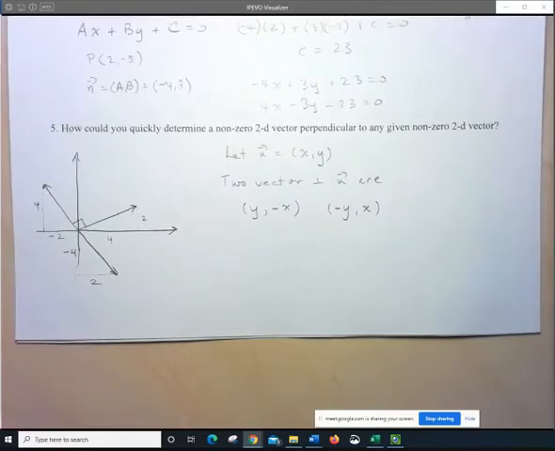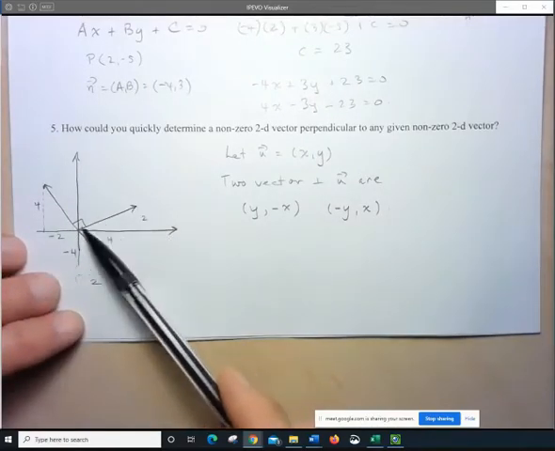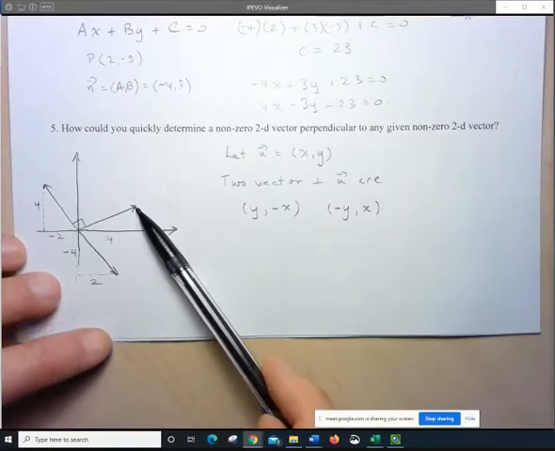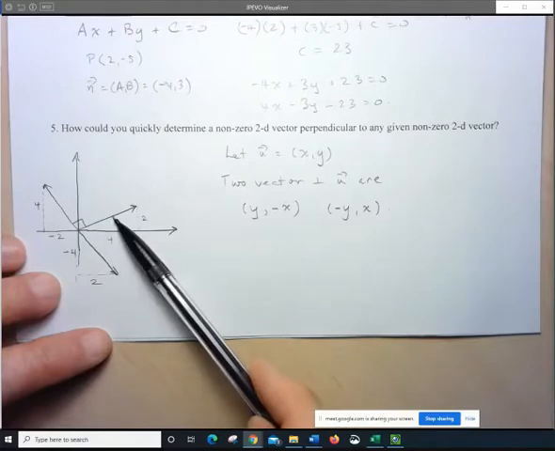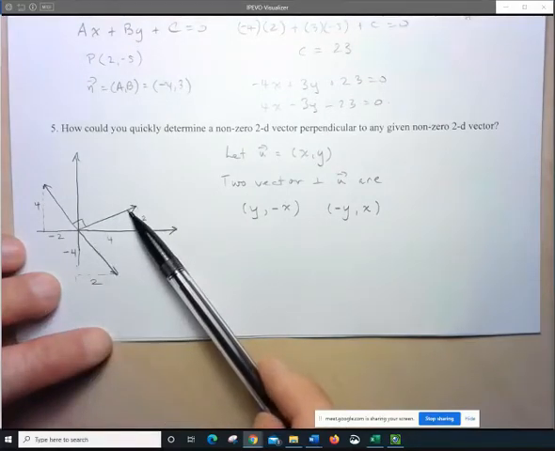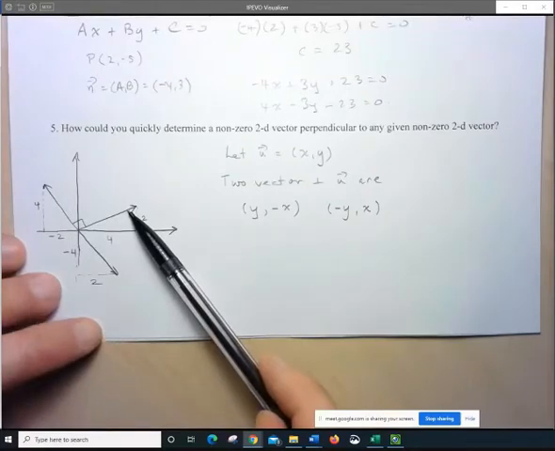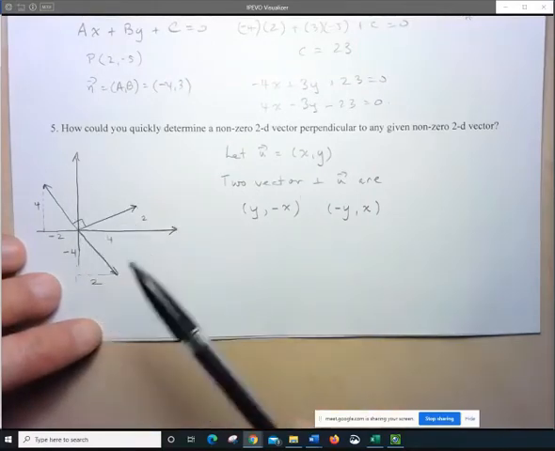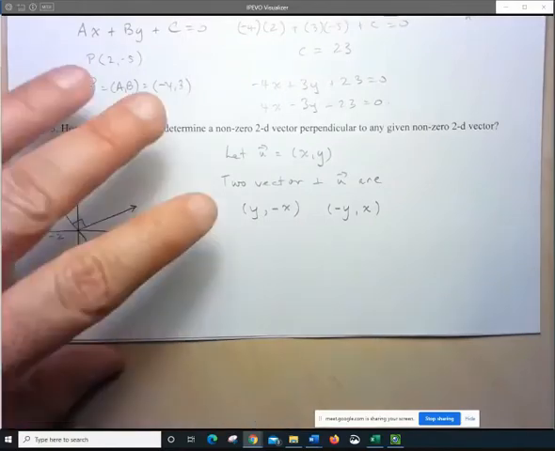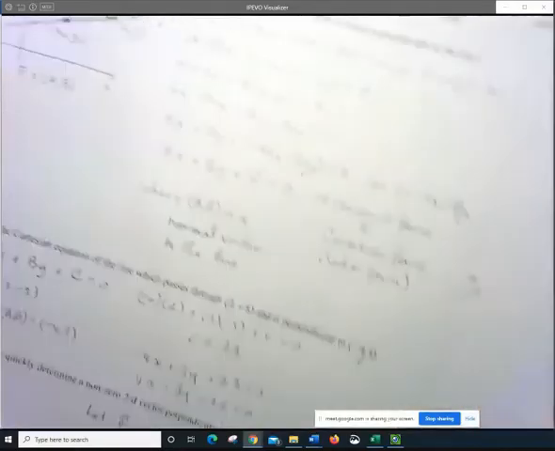You've got a nice, easy way to take, say this was a normal vector to a line, and you were looking for a direction vector, so it has to be perpendicular, you can use this trick. Or if this represents a direction vector, and you're looking for a normal vector, you can use this trick to easily do it in 2D. Okay, so let's see how that might come into play here.